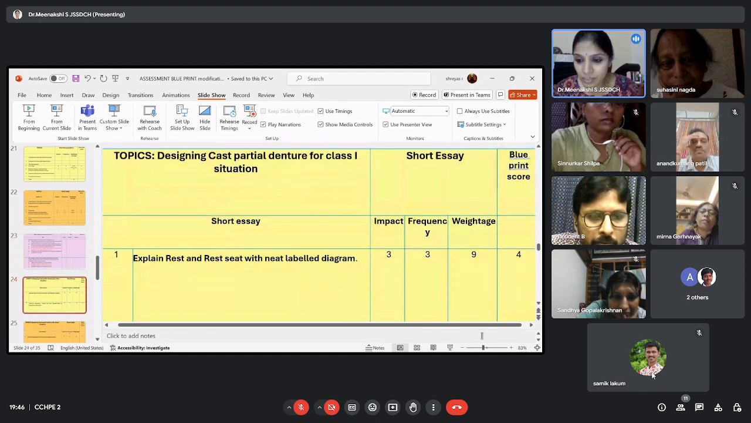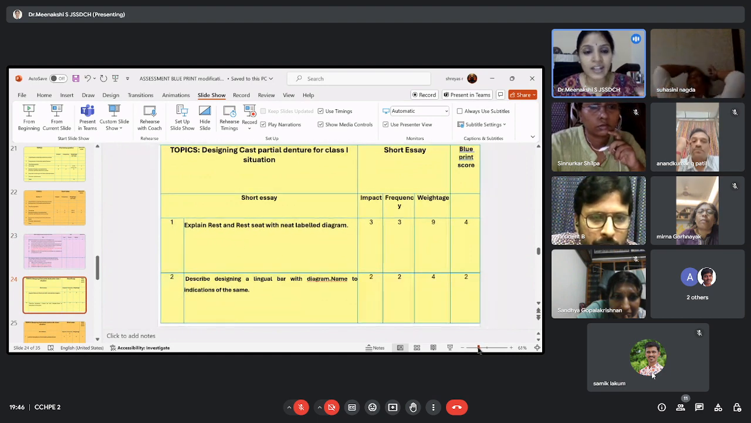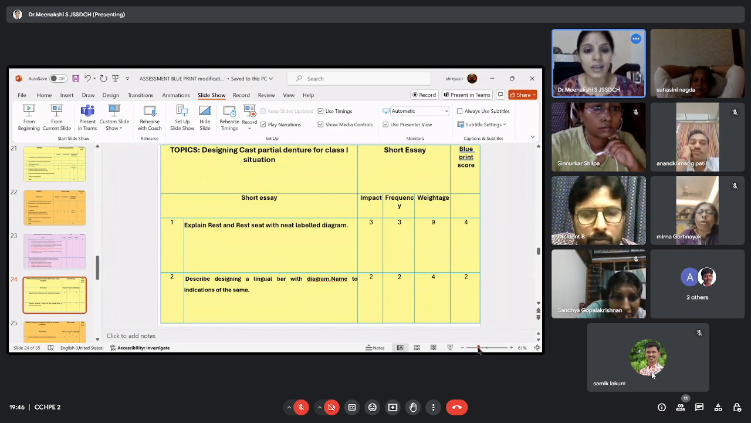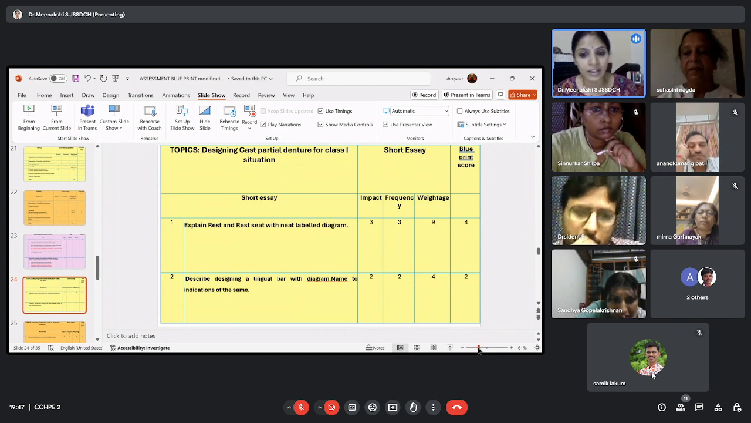So, ma'am, I'll just minimize this a little more so that it will be easy for you to understand. For short essays, again, for each category, long essay, short notes, and MCQs, we have designed the blueprint. That is the amount of marks which the short essay should carry. So based on that, two of the questions are explain rest and rest seat with neat labelled diagram. The second question is describe designing a lingual bar with a diagram.